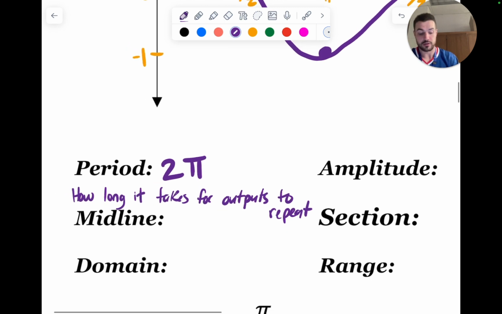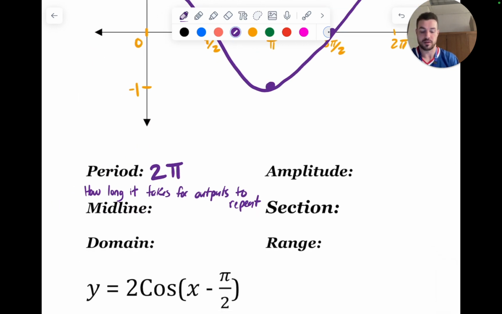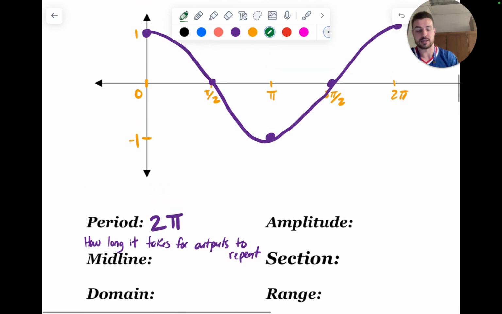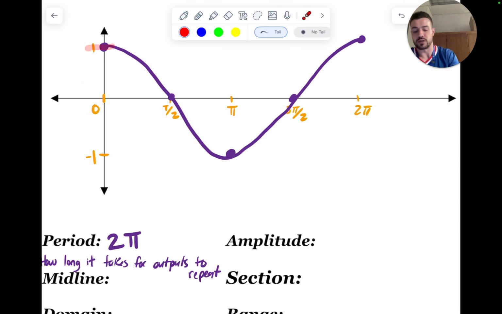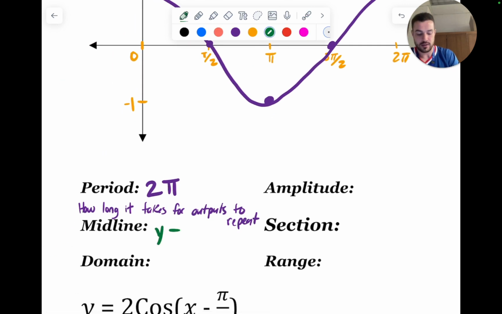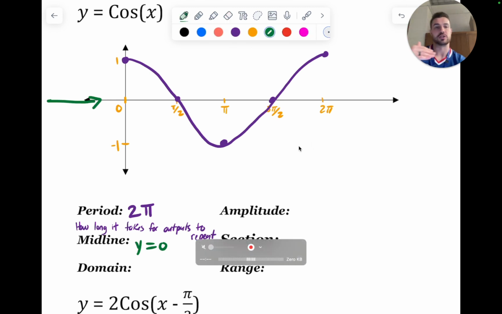All right, so I wrote how long it's going to take for our outputs to repeat. The next thing we're going to take a look at is our midline. The midline is exactly what it sounds like, and it is the middle of our graph here. So if we take a look, our output values range from +1 to -1. The middle is right about there. It is a horizontal line at y equals 0. And the only thing that's really going to change that is if we end up shifting up and down, which we will talk about a little bit later.